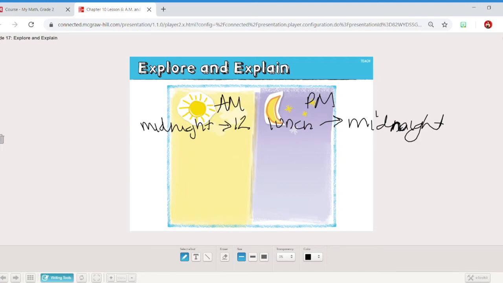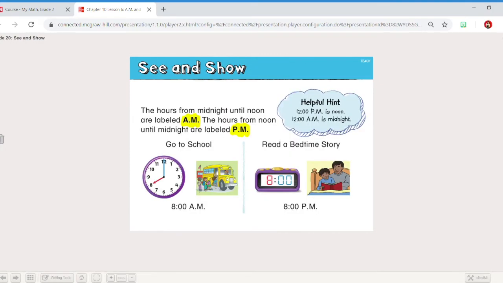Sorry, my handwriting doesn't look the best on here, and it looks like midnight, but it should just be an N there. The hours from midnight until noon are labeled AM. The hours from noon until midnight are labeled PM. So you go to school at 8 a.m. That makes sense. That's the start of your day, the start of a full school day. You read a bedtime story at 8 p.m. It's the end of the day. You're winding down. You're getting ready to go to sleep.